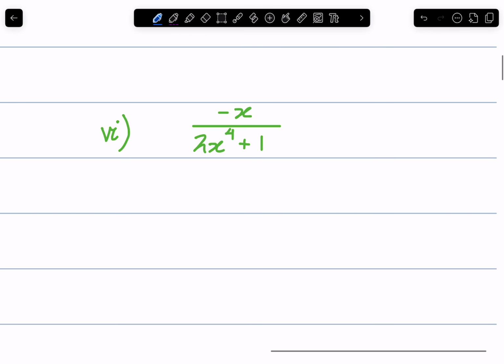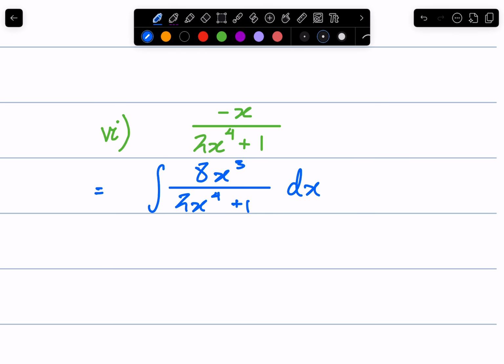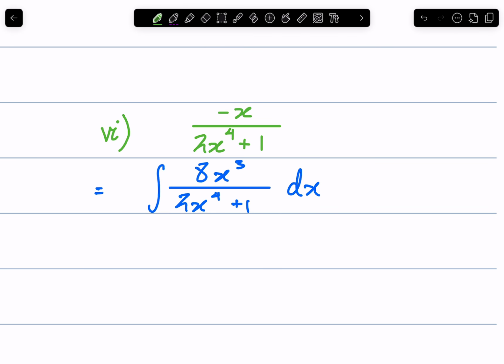Now, if you take a close look, this one, the power definitely doesn't match. So if we were to try and do this, we get 2x to the power of 4 plus 1. If we take the derivative of the denominator, this will give us 8x cubed, which is definitely not matching the numerator. We can't divide by variables or multiply by variables. Now, this example I've deliberately made this way to keep you paying close attention.